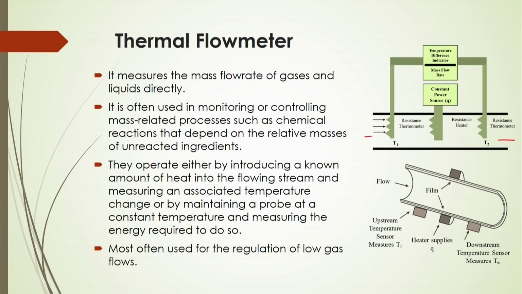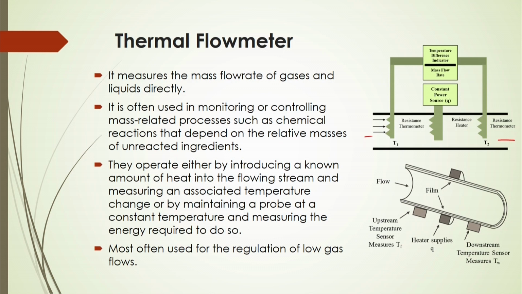Also, this type of equipment is generally used based on the amount of heat supplied into the flowing stream, and measuring an associated temperature change by maintaining a probe at a constant temperature, and measuring the energy required to do so. So, the temperature differences and energy requirement depend on the flow rate, and based on that you can calculate the flow rate. Generally this type of equipment is used for regulation of low gas flows.